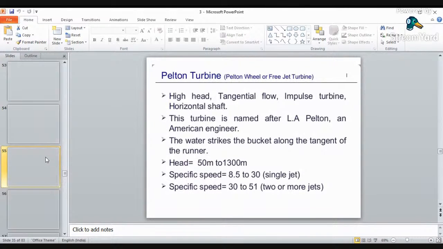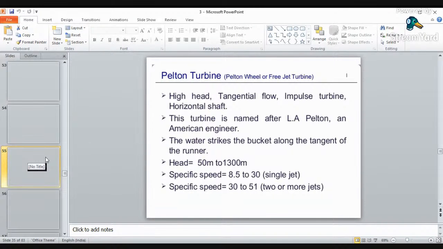Amongst these, the Pelton wheel turbine is very important for your university examination or competitive examination. So we will quickly see the working principle and the component parts of the Pelton turbine. The Pelton wheel turbine generates electricity by converting hydraulic energy.